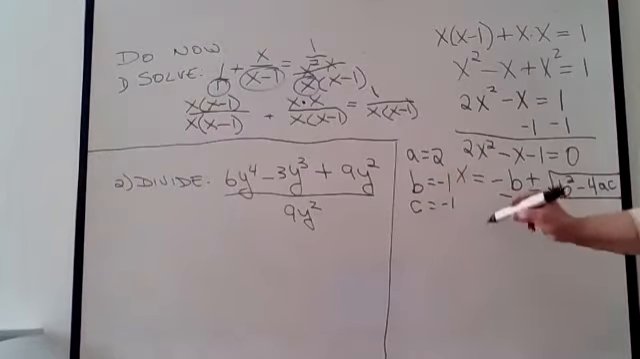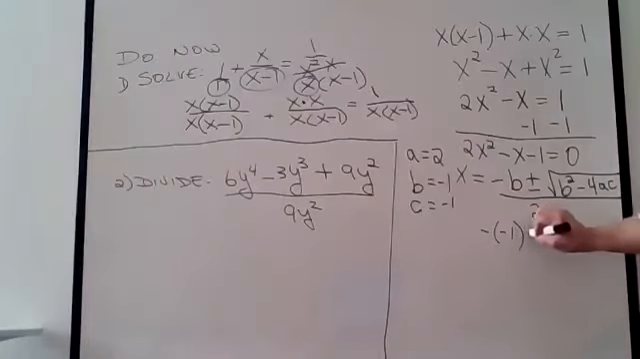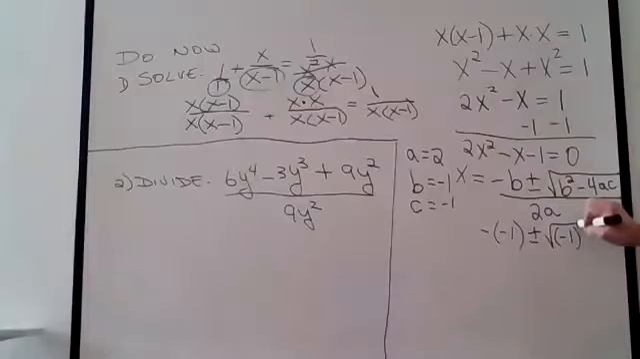So when I substitute this in, I get negative b, my b is negative 1, plus or minus the square root of b squared, so that's negative 1 squared, minus 4 times a, my a is 2, and my c is negative 1.